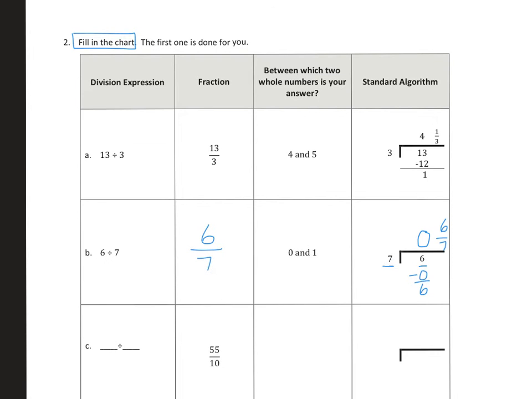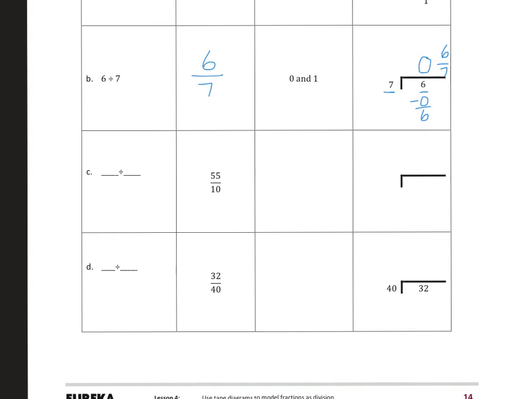All right, let's move down to C. Now C, they don't give us our expression, but they do give us our fraction, 55 over 10. Remember, this is another way of writing a division sentence. 55 is our dividend, and 10, which is the denominator, is our divisor. So let's go ahead and do the little long division.